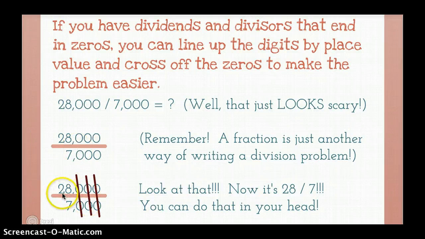If it was different, if it was 28,000 divided by 700, we could cross off 2 zeros, and then it would be 280 divided by 70. So just remember that. This is just a reminder that they wrote it this way, the fraction being the way of writing the division problem. Since in this case there were 3 zeros and we crossed them all off, now the problem is just 28 divided by 7. So we can do that in our head.